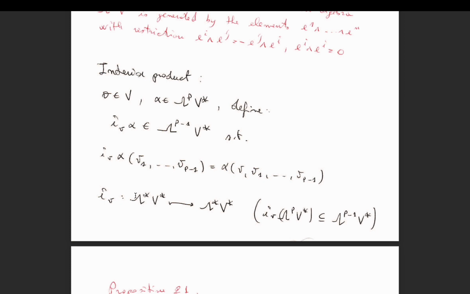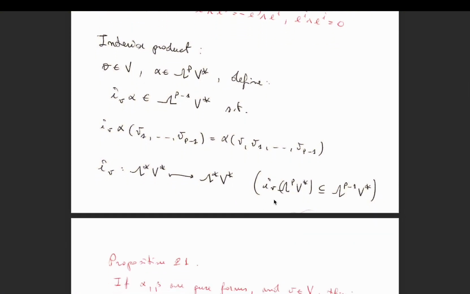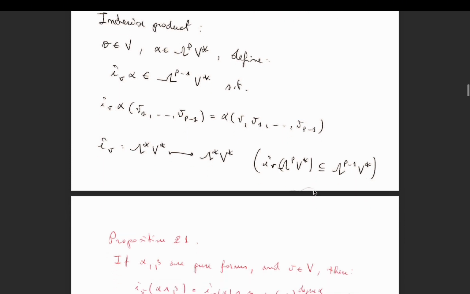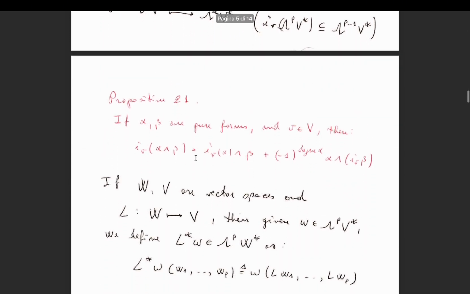This is the interior product. By extending by linearity, this defines an operation from Lambda star V star into Lambda star V star, and i_v maps Lambda p V star into Lambda p-1 V star. If alpha and beta are pure forms, then i_v of alpha wedge product beta is equal to i_v alpha wedge product beta plus (-1) to the degree of alpha, alpha wedge product i_v of beta.